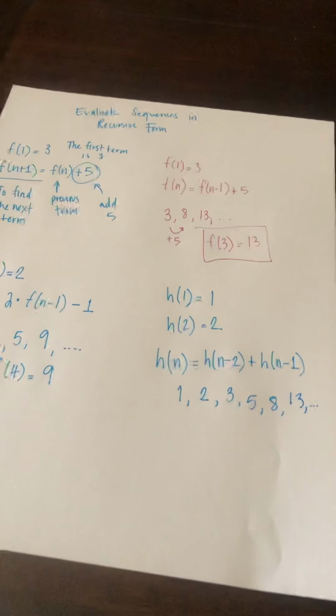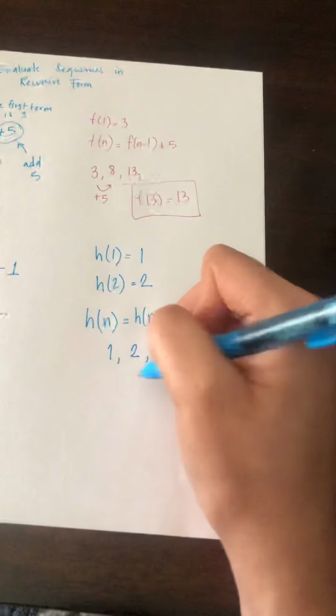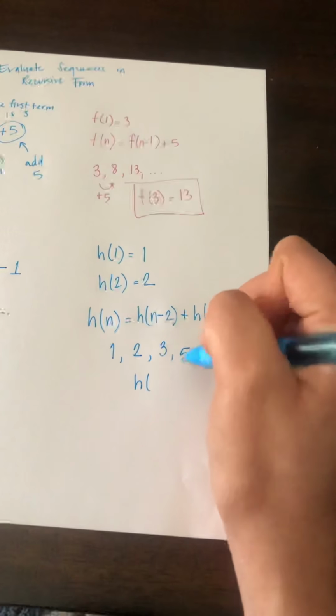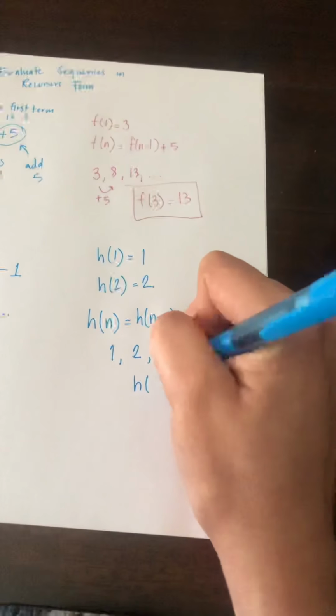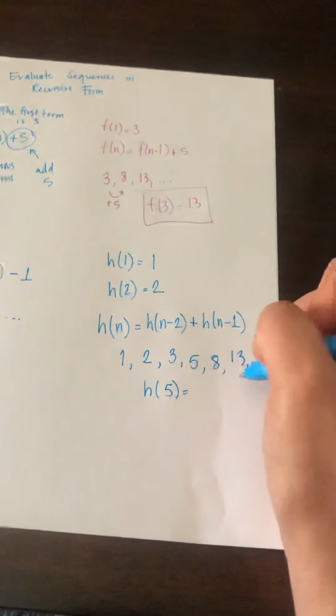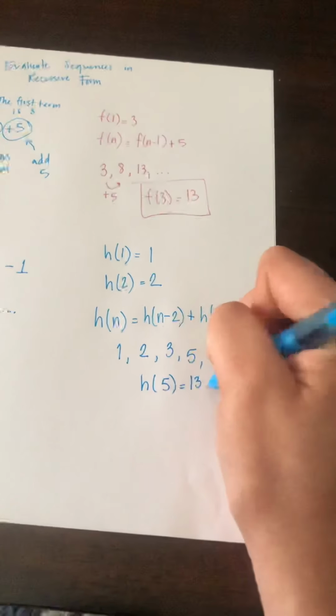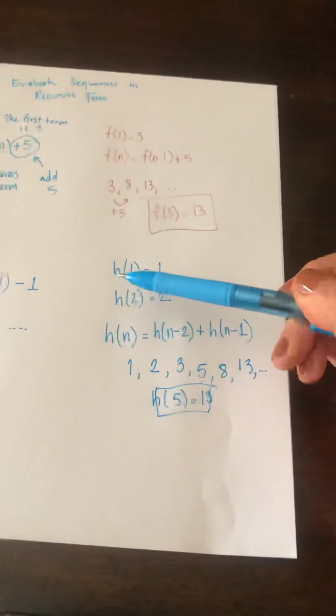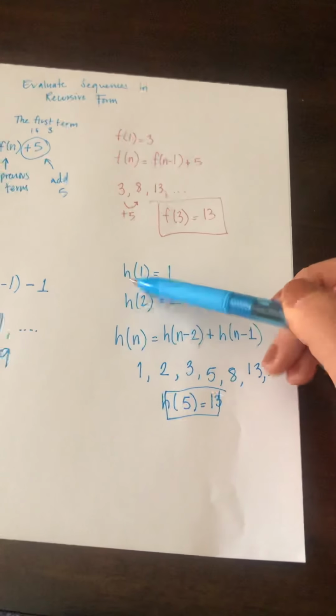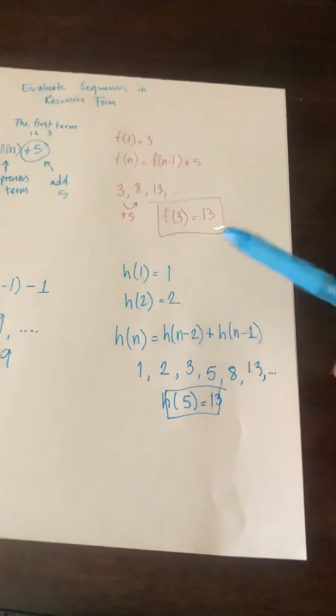So it depends on what they're asking. They might ask what is the third term, no, well, the fifth term, and well, we know that would be 13. Okay. So if the letters are confusing you, the letters don't mean anything. It just means the sequence.